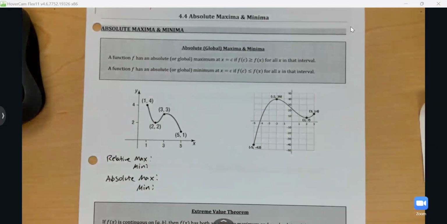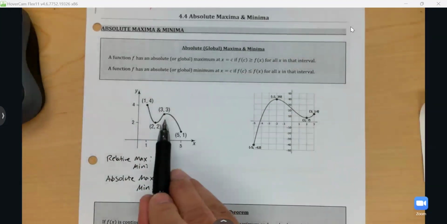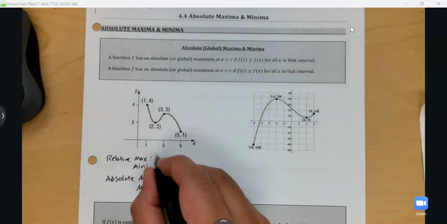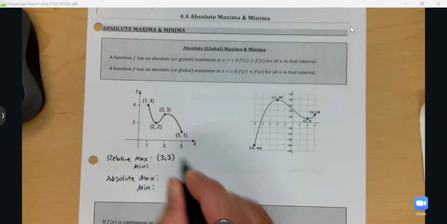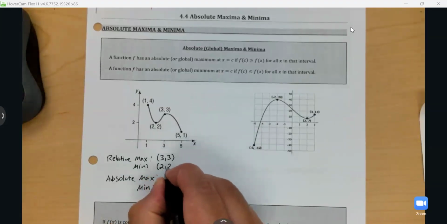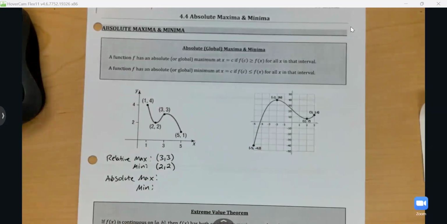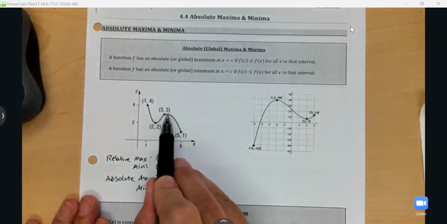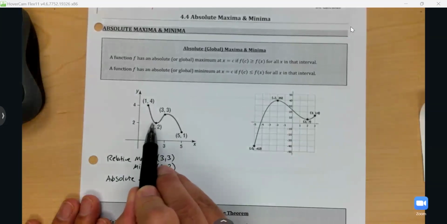So where do I have relative max? Well, that would be 1 here. Okay, at 3, 3. And a relative min would occur at 2, 2. Okay, so again, the reminder of how I should determine whether or not something is a relative max or a relative min is basically you want to view it as the peak of a roller coaster or the bottom of a roller coaster.